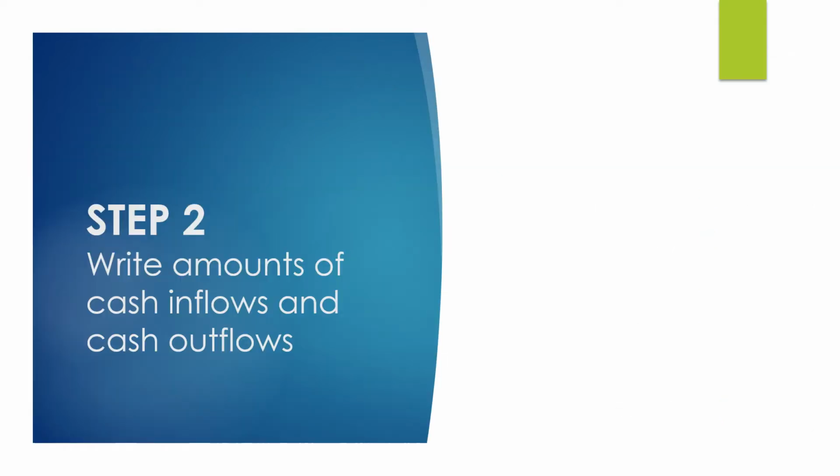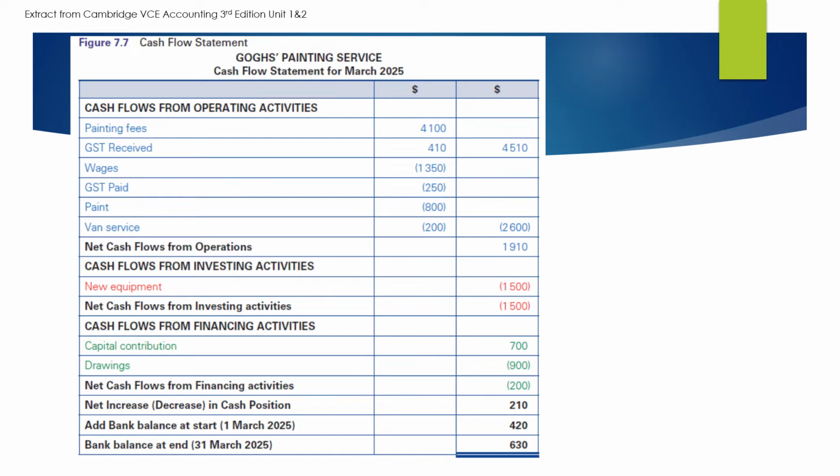Once we have worked out the classifications, we now proceed to write the amounts of the cash inflows and cash outflows in the cash flow statement. Here's a cash flow statement, and in here we report the cash inflows and cash outflows for the business. We start with the cash flows from operating activities. Here we have painting fees and GST received, which are both cash inflows for the business.